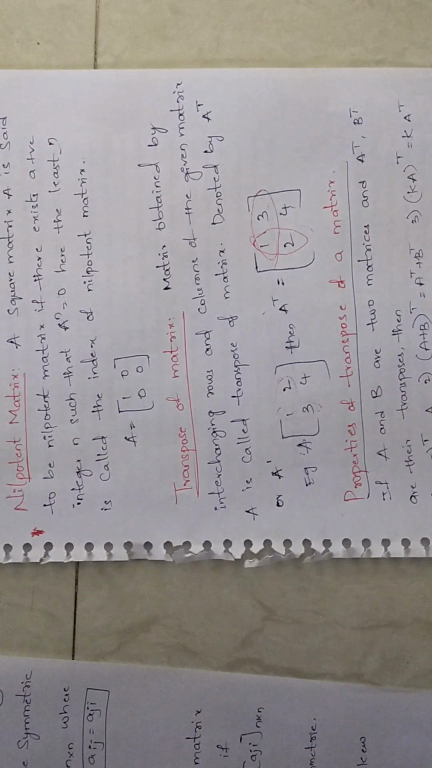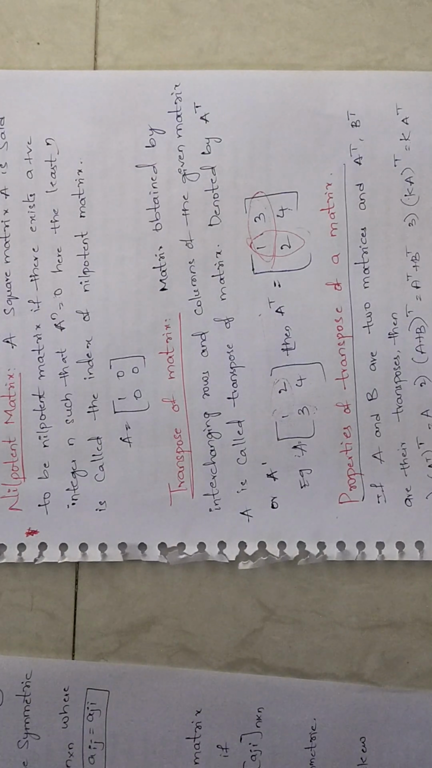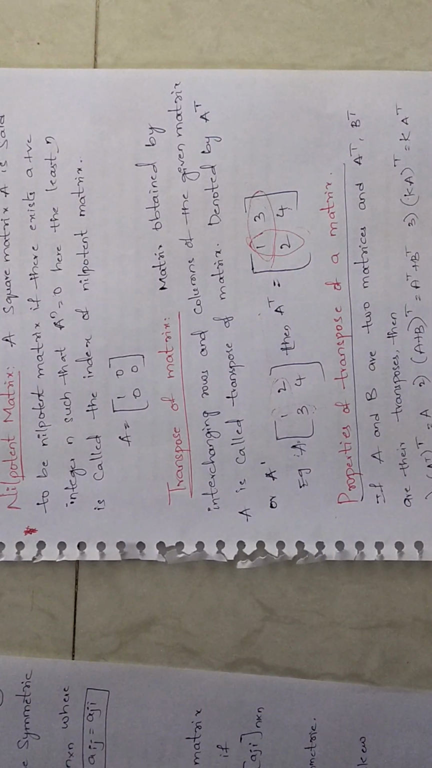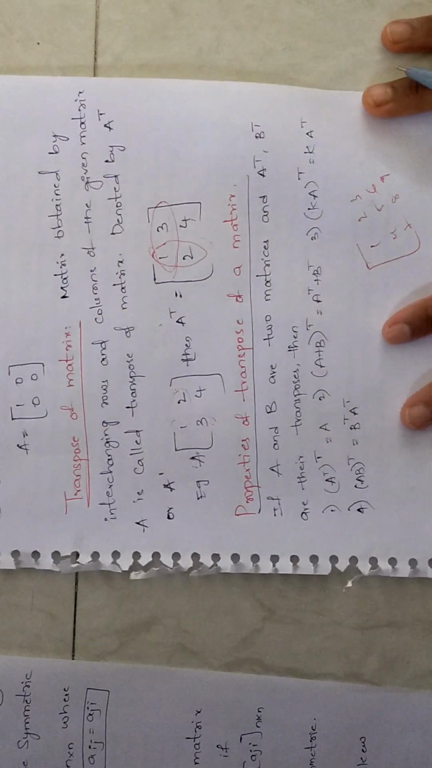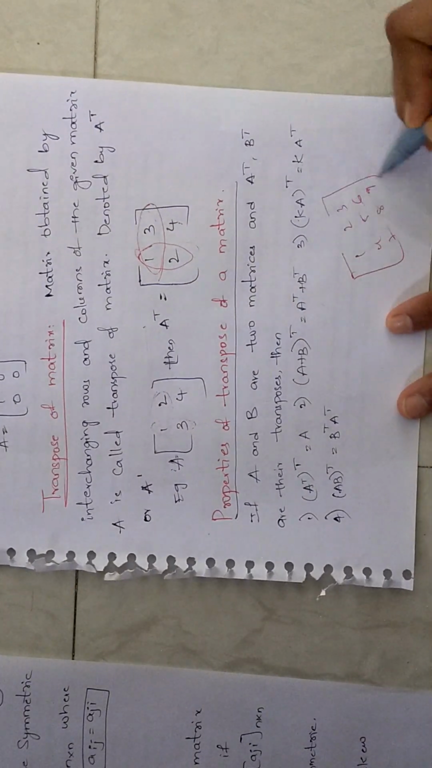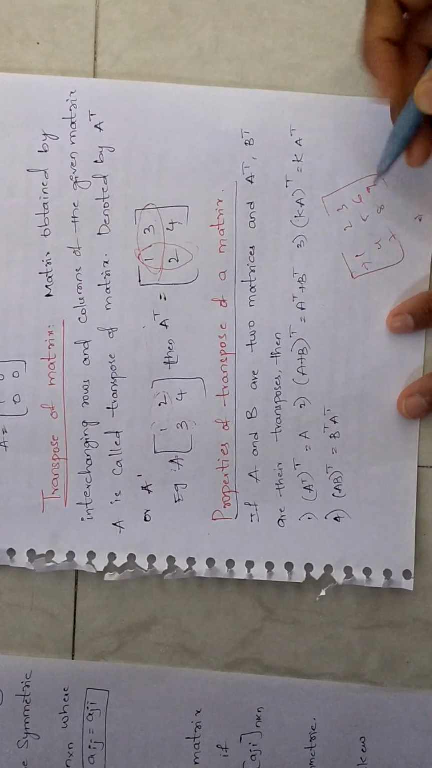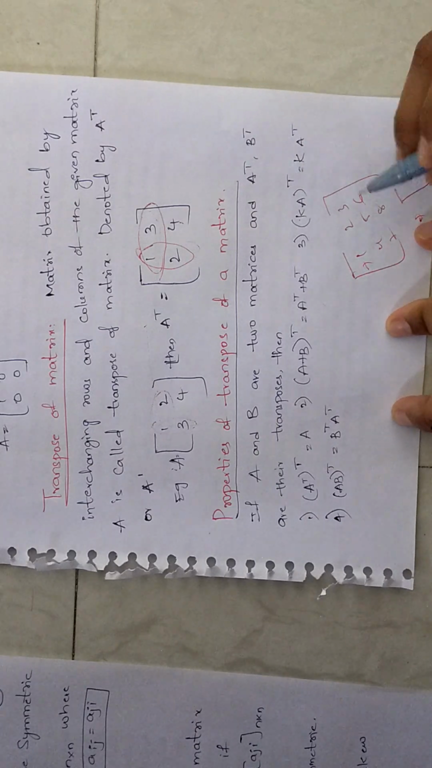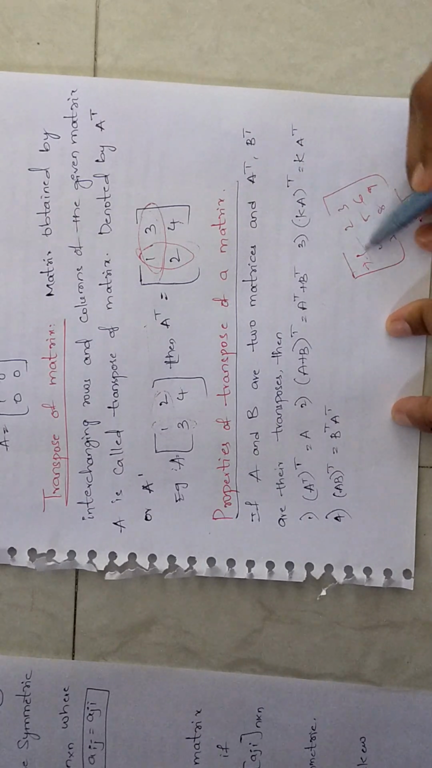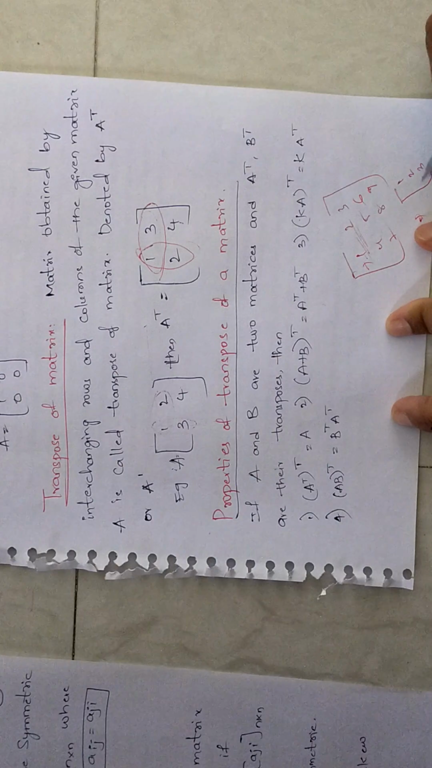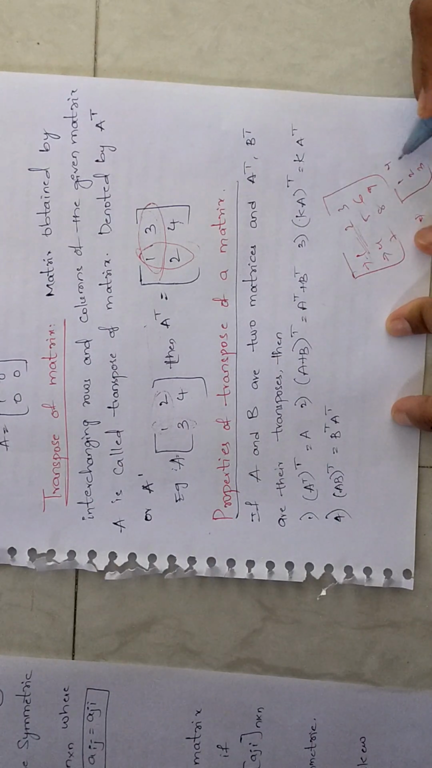For order 3 it is again different, as in you have to write all the rows as columns and columns as rows. For example, if you take 1 2 3, 4 5 6, 7 8 9, how will you write it? Just follow one thing. I'll take the first row and write it as a column. I'll take the second row and write it as a column.